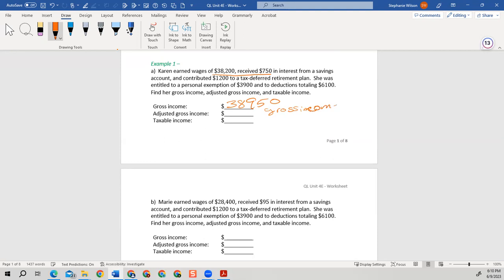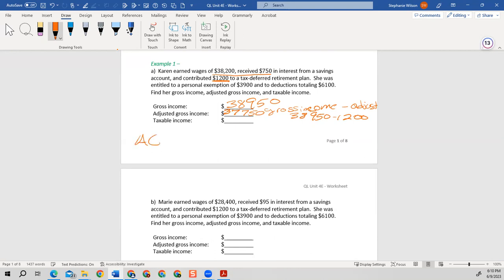Now on the AGI, you're going to take the gross income and you're going to subtract the adjustments. So the adjustment is going to be the $1,200 that went towards retirement. So you got the $38,950 minus that $1,200. And it's going to give us a total of $37,750.